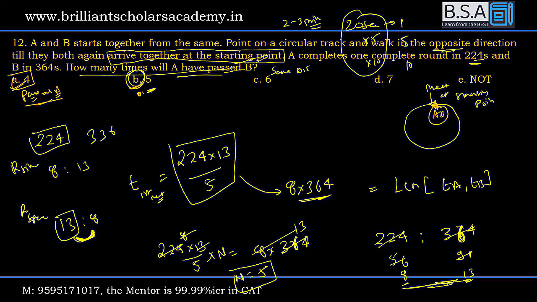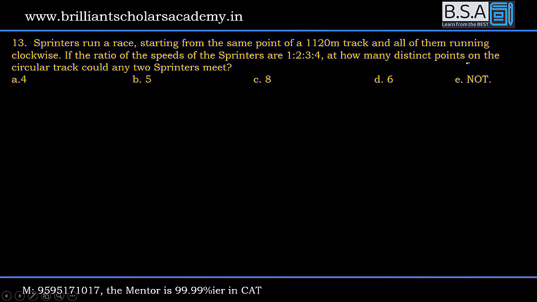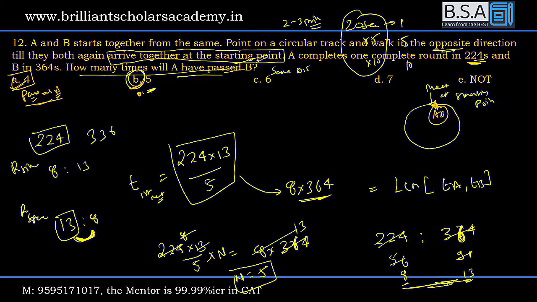First of all, we were told that this is the time taken by A and B to complete individual circles, which is 224 and 364. Now we are told, when they meet at the starting point, you tell us something. For them to meet at the starting point, I need the LCM of their times. How do we take the LCM? Take the ratio and then cross multiply. You cross multiply this 8 on this side. If you multiply 13 on this side, that will also work, no problem. This is the time taken for them to meet at the starting point.